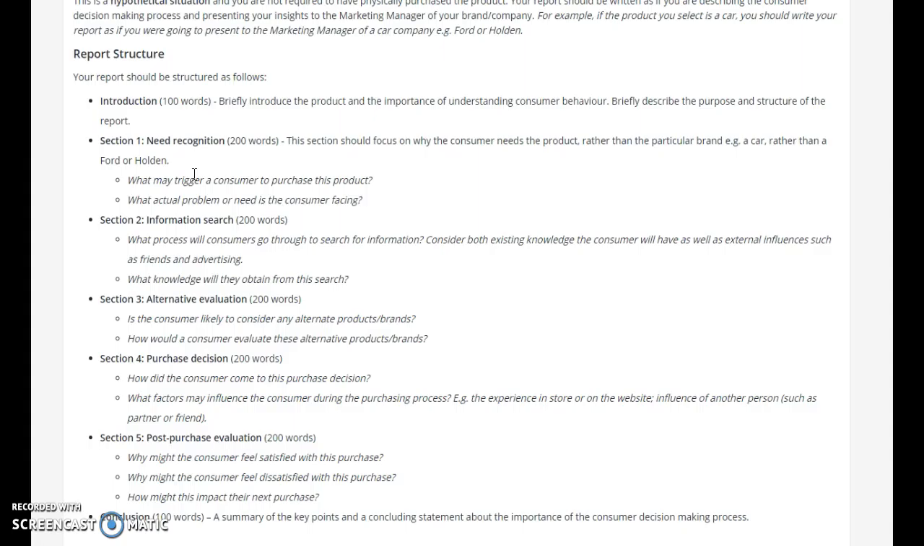So it's asking us, again, you get your highlighter out. This section should focus on why the consumer needs the product rather than the particular brand of car or whatever you're talking about.